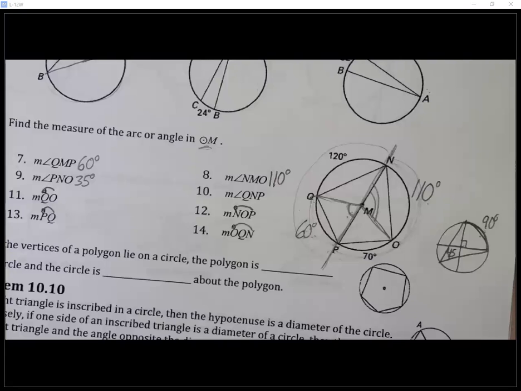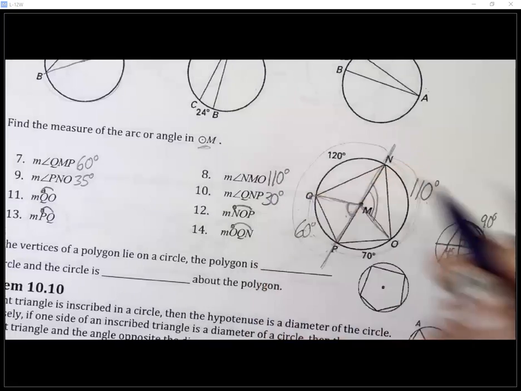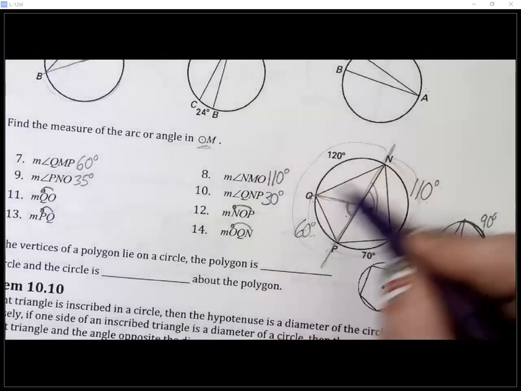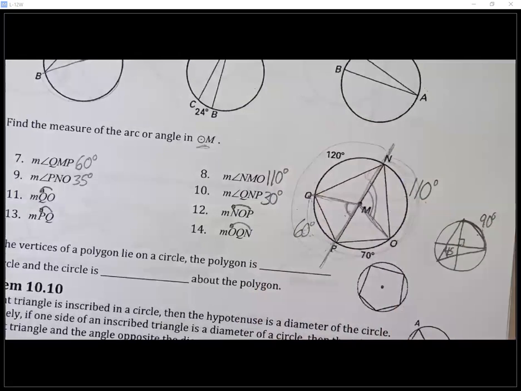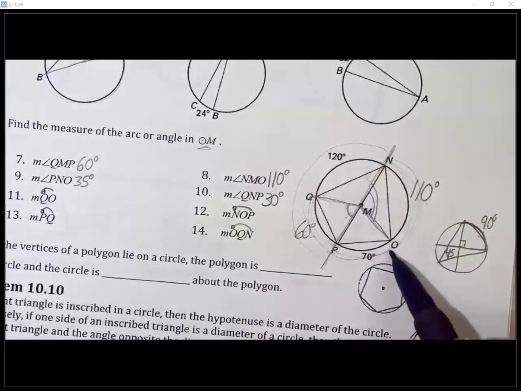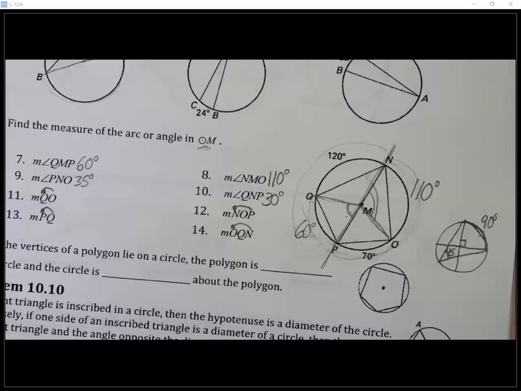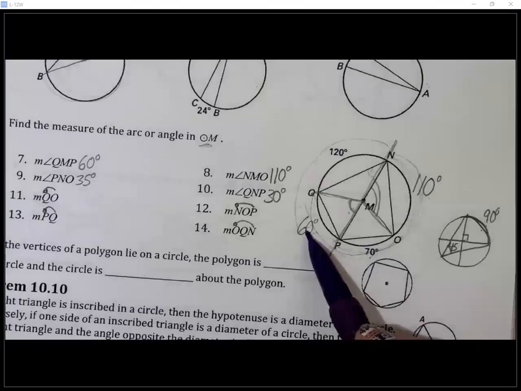Ava, what'd you get on 10? You are correct, 30 degrees for that one. QNP, so that is another inscribed angle. If you know that's 60, that one's got to be 30 up there. Now on number 11, we're switching to the arcs. So Bryce, you have 11, arc QO. Oh, you're close. 130, I think. Right? 70 and the 60 together gets us to that 130.